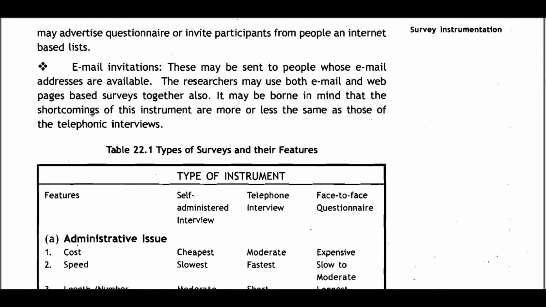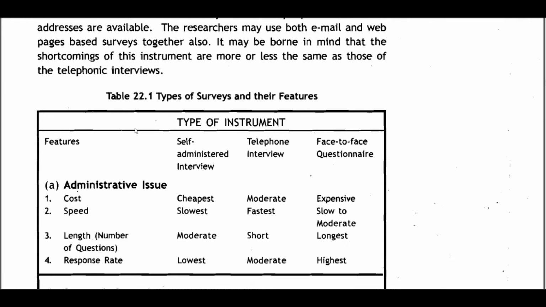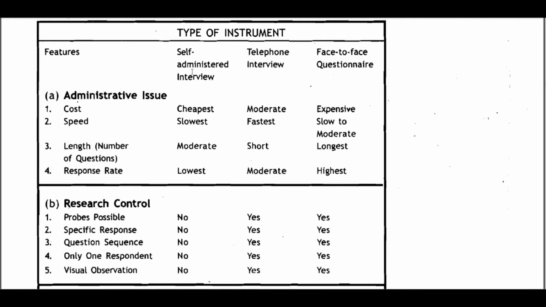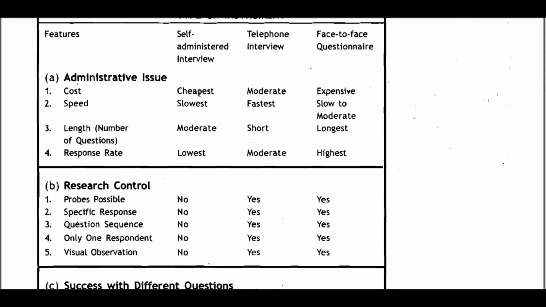It may be borne in mind that the shortcomings of this instrument are more or less the same as those of telephonic interviews. Types of surveys and their features. The types of instrument that we can see are the self-administered questionnaire, telephonic interview and face-to-face interview. Administrative issues: cost is cheapest for the questionnaire, moderate for the telephonic one, and face-to-face is expensive. Speed: slowest, fast, slow to moderate.